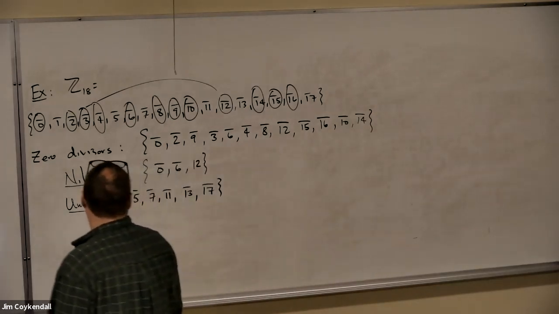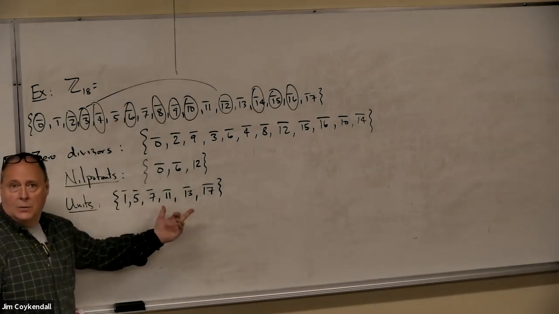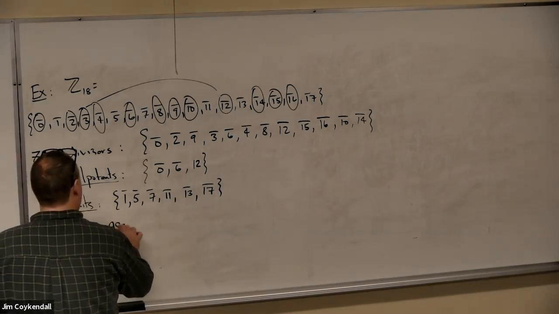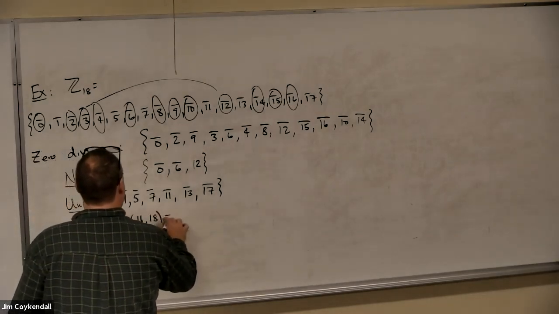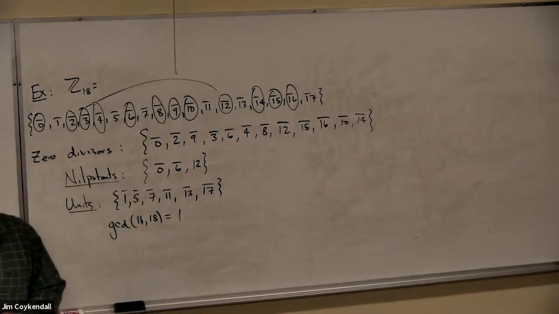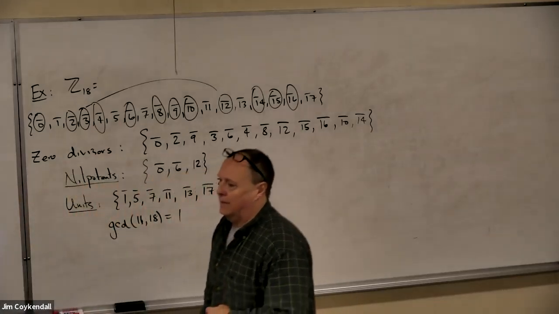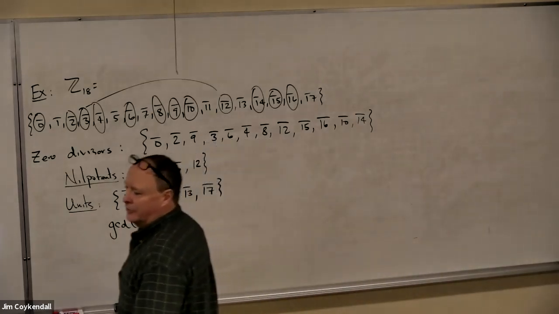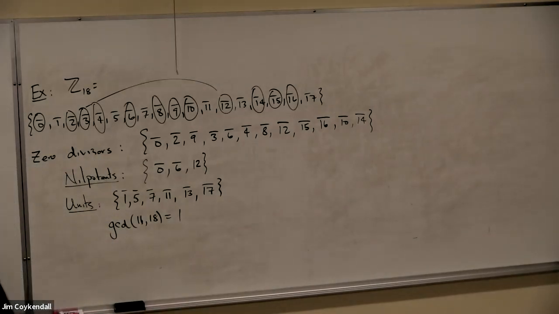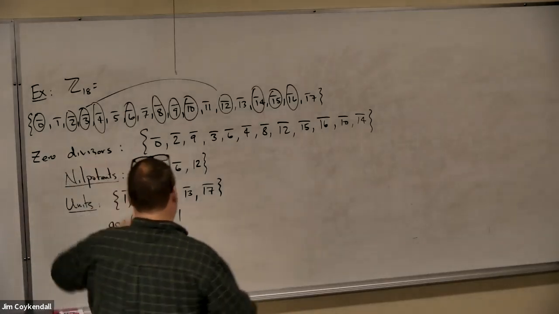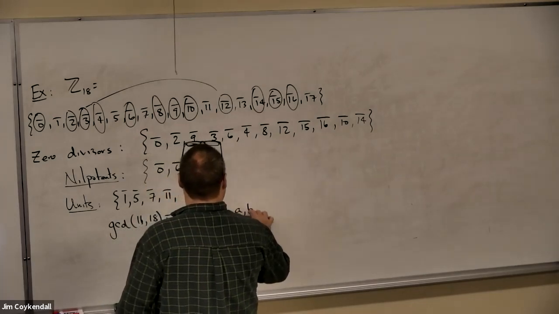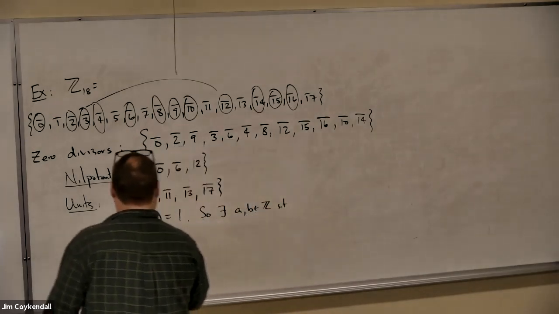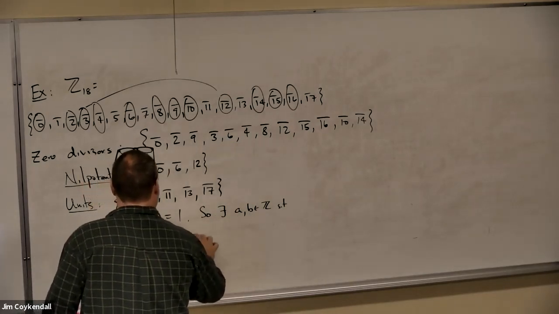Well, what do these things have in common with 18? They're relatively prime to 18. So the GCD of 11 and 18, for example, is equal to 1. Anybody remember what is important about that from the first homework? What is true when the greatest common divisor of 2 integers is equal to 1? Is it that you can write them as a linear combination that equals 1? That is correct. So there exist integers A and B such that 11A plus 18B is equal to 1.